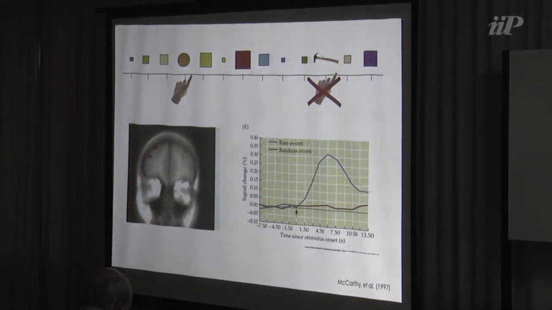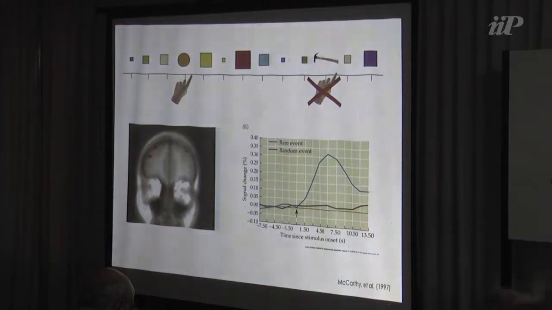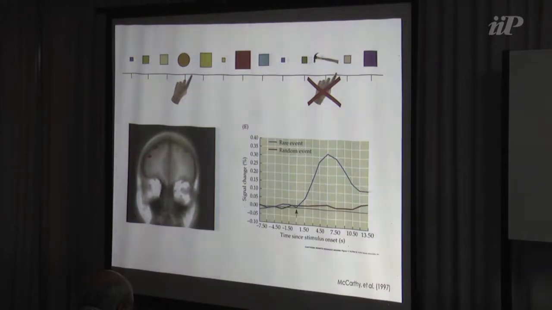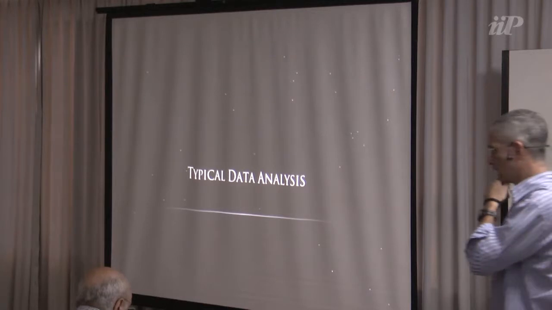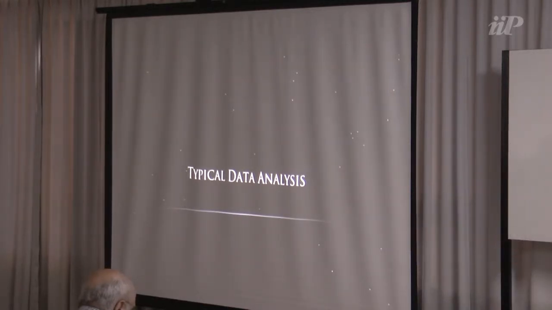And with this type of protocol, you can look at events like this, like looking at frontal areas that are part of the circuit that's necessary to control this impulsiveness. So this is the type of protocol. Independent of the protocol, how do we analyze the data?